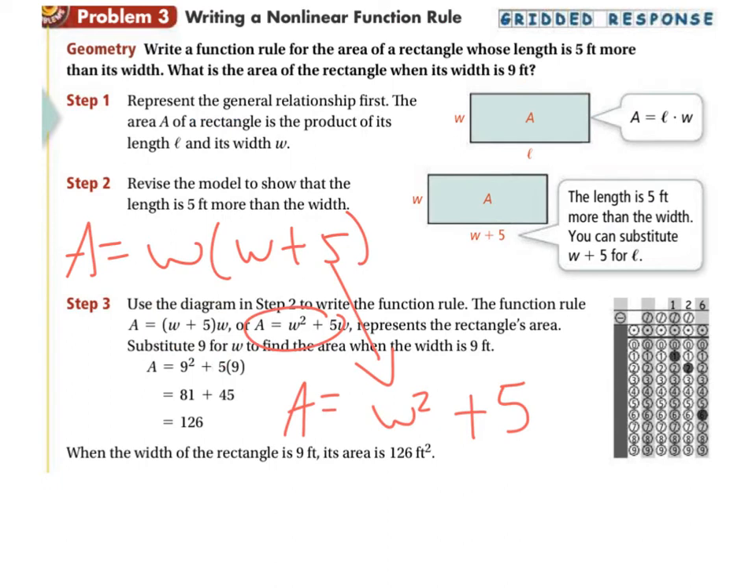And then, oops, you know what I forgot to write in there? I forgot to write in, there we go, the 5W. So we go back here again and we plug in our 9, so 9 squared, that's coming from here. 5 times 9 coming from here. Add them together and get 126. And again, don't forget to label that's feet squared.